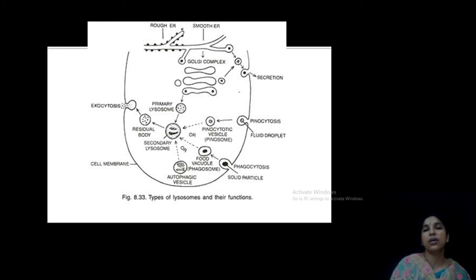So, lysosomes are budded off from the Golgi complex or from the endoplasmic reticulum: primary, secondary, residual body and autophagic vacuoles. So, what is a lysosome? Actually, they are the bag, the vesicle filled with digestive enzymes. And what are the different types of lysosome? Why are they known as polymorphic? And what are the functions of lysosome?